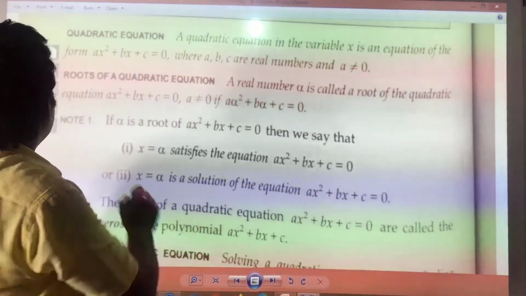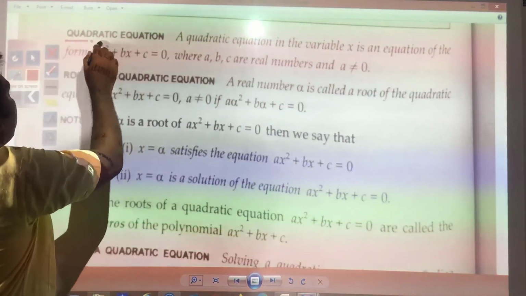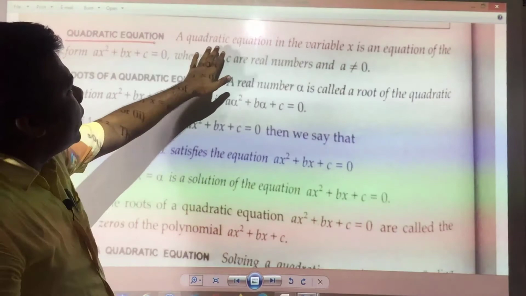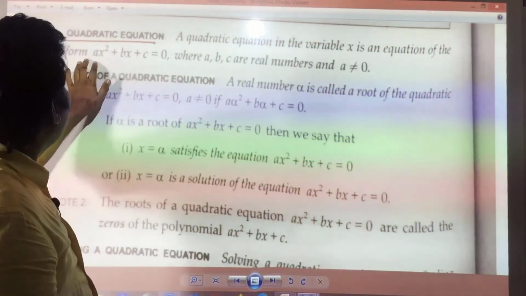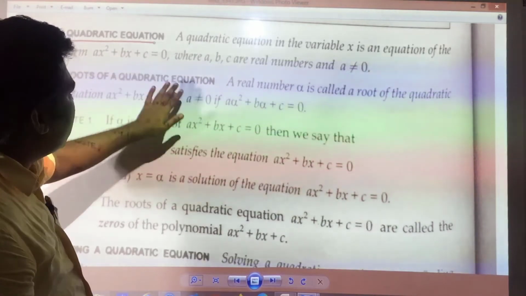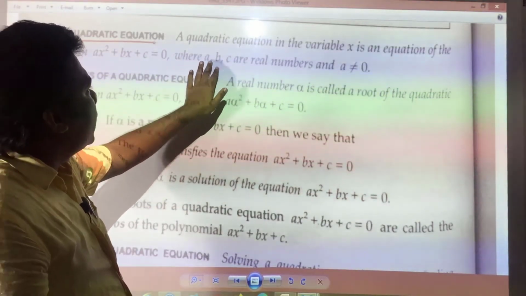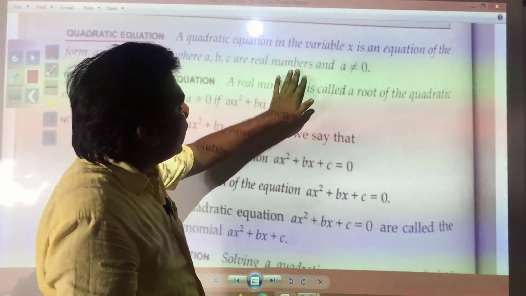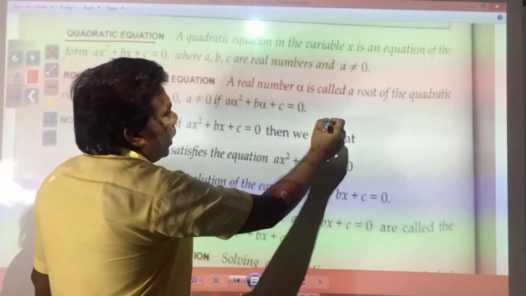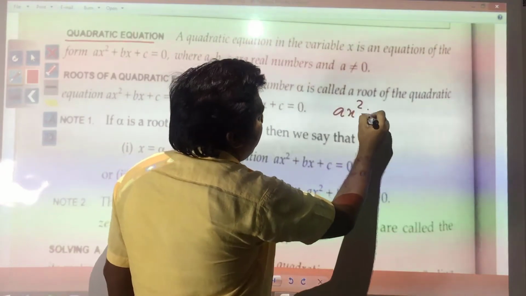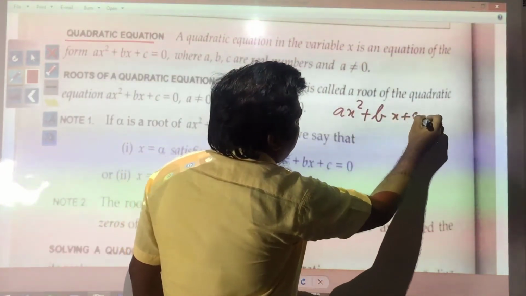Here you see quadratic equation, already you know. A quadratic equation in the variable x is an equation of the form ax square plus bx plus c is equal to 0, where a, b and c are real numbers and a is not equal to 0.